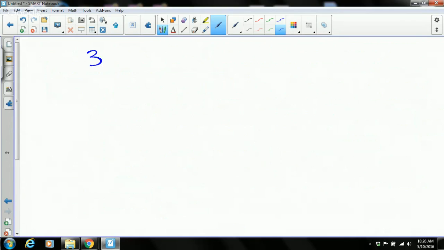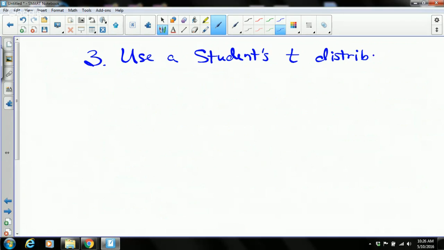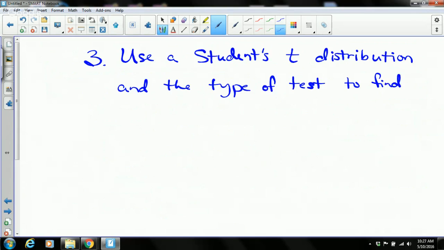All right, the third step in the procedure, you want to use a student's t-distribution and the type of test. What do I mean by that, the type of test? Good, right-tailed, left-tailed, or two-tailed. So I'm not going to write that. If you need to, you write that, okay? To find or estimate, but we're not going to estimate. We use the calculator to find the p value, our p value. To find the p value.